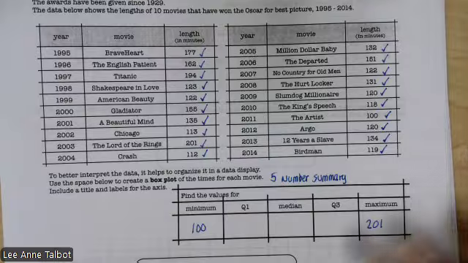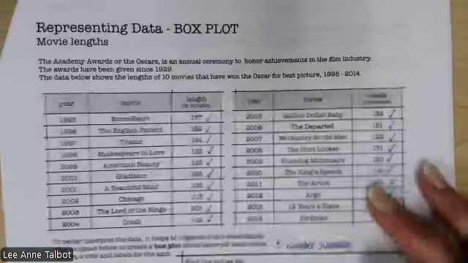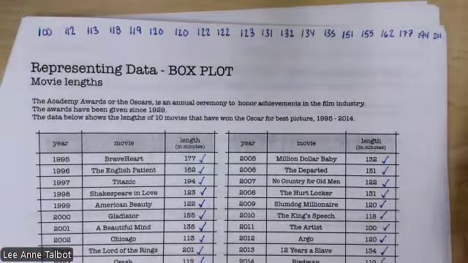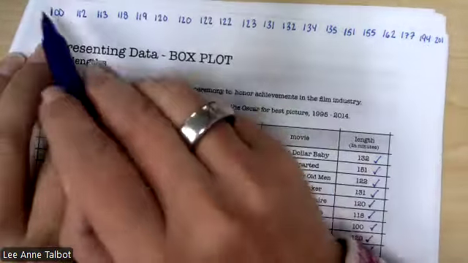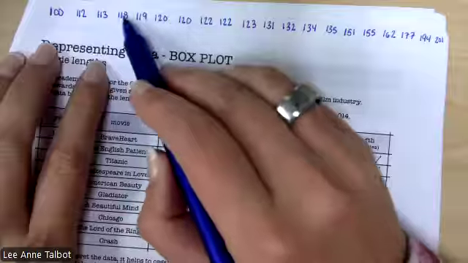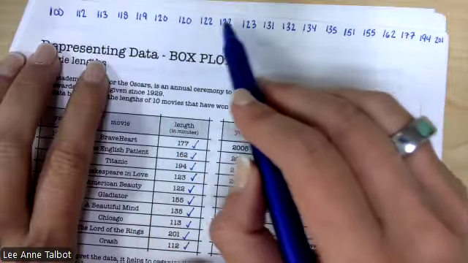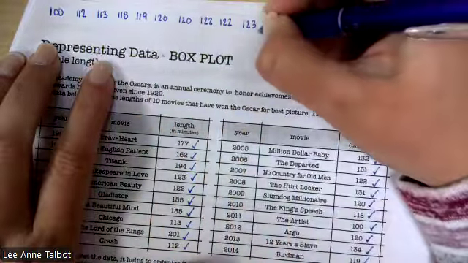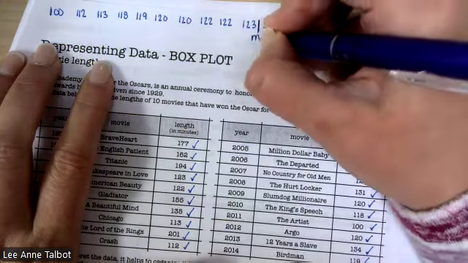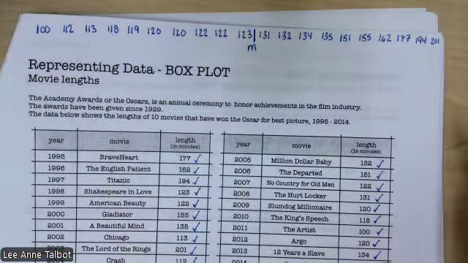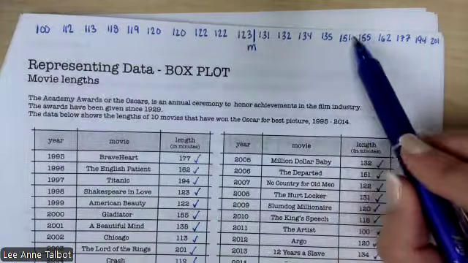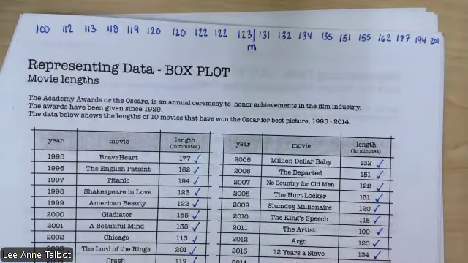Okay, now how many numbers are there in our list? 20. Okay, so that means that the median is going to be in the middle. So I'm going to count 10 numbers in. 1, 2, 3, 4, 5, 6, 7, 8, 9, 10. And the median is going to be right there. 1, 2, 3, 4, 5, 6, 7, 8, 9, 10.